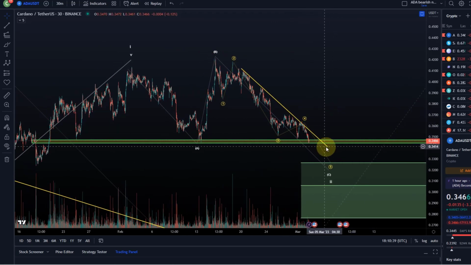Now, first of all, we need to understand there is still a chance here for upside if we hold now here the 34.5 cent level.